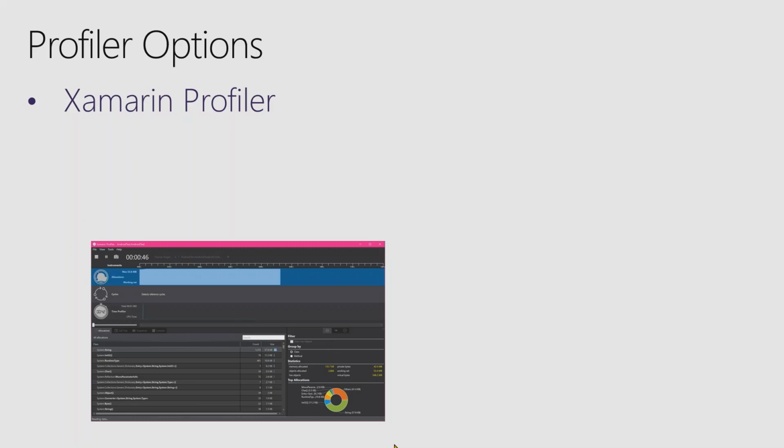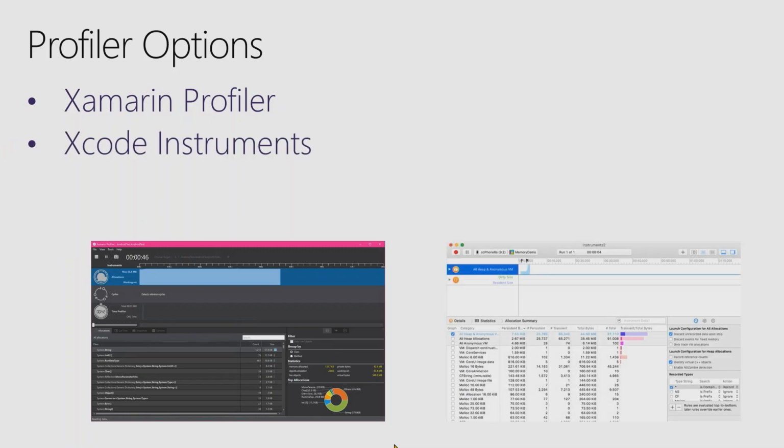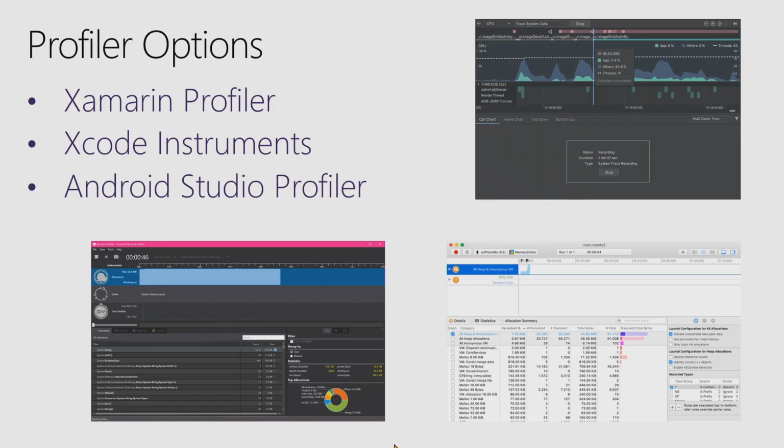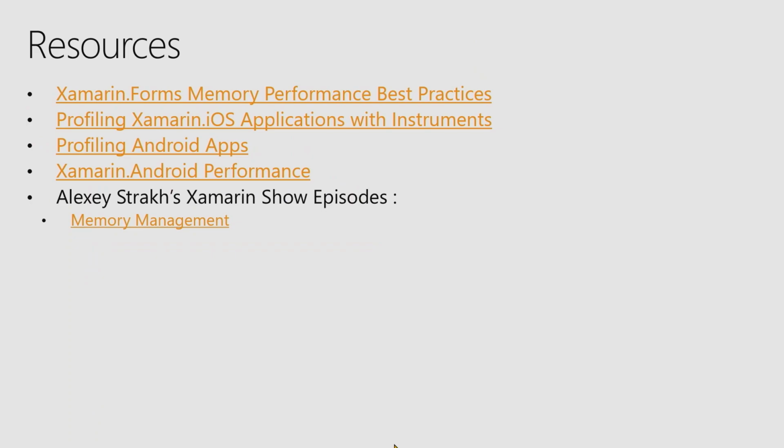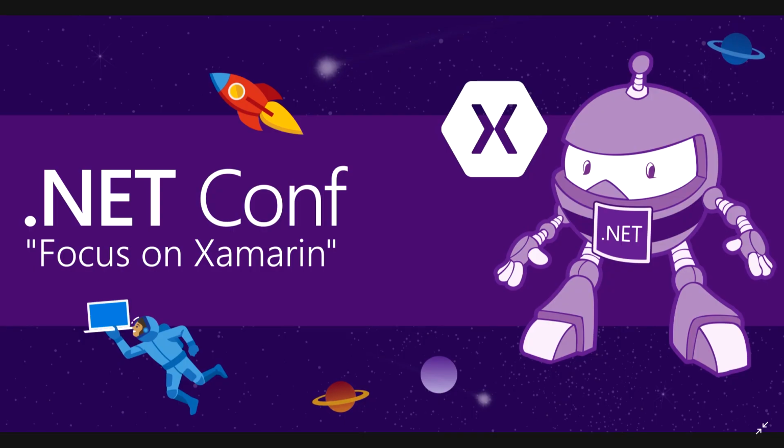The profiler options that we have out there, in case no one knows, are, of course, our Xamarin profiler, Xcode Instruments, and the Android Studio profiler. And in case you're wondering, oh my God, how am I going to use this? Here are all your resources. My other amazing teammate, I work on a great team, don't I? Alexi did a great Xamarin Show episode with James on memory management. He walks through how to use the native profilers and shows you how to use the Xamarin profiler. So it's great. We have a ton of other resources to walk you through how to use these.